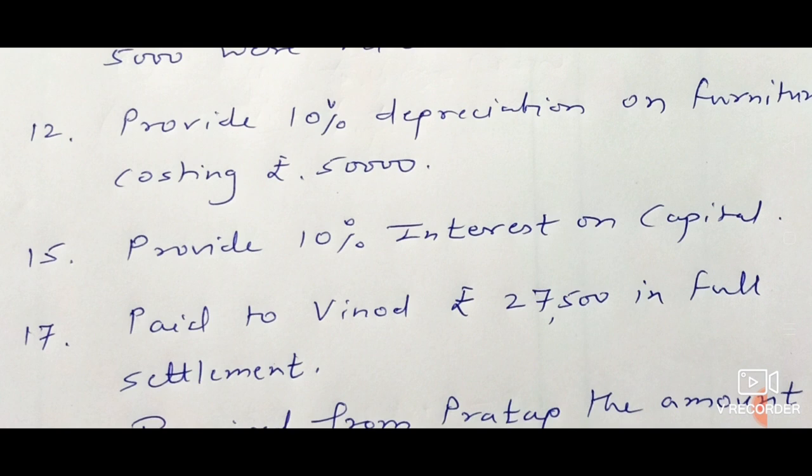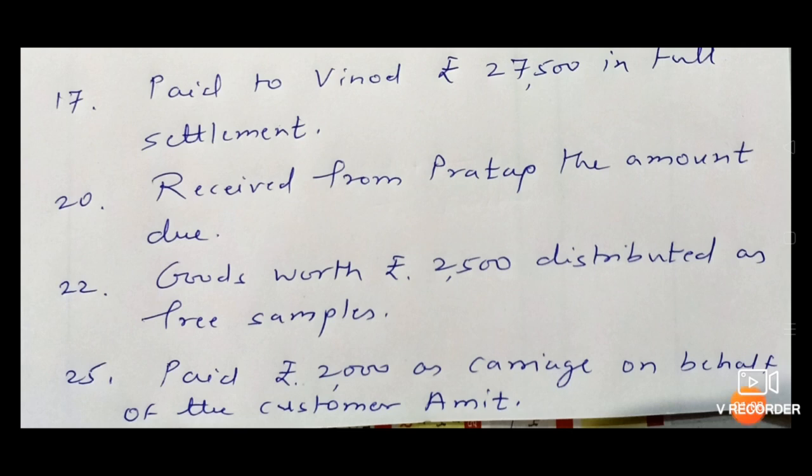17th June, paid to Vinod rupees 27,500 in full settlement. 20th June, received from Pratap the amount due. 22nd, goods worth rupees 2,500 distributed as free samples. 25th June, paid rupees 2,000 as carriage on behalf of the customer Amit.